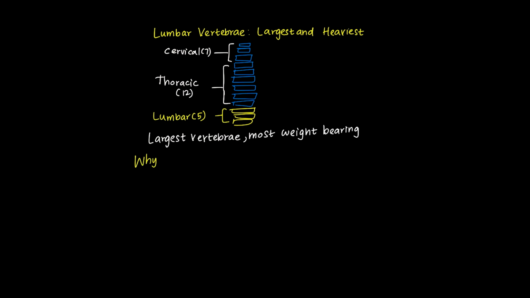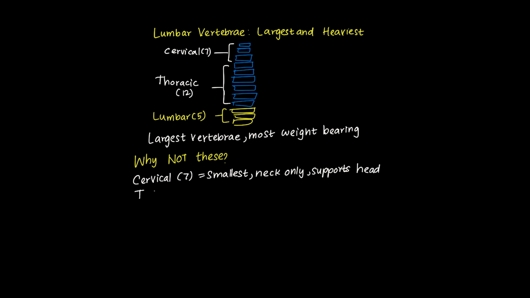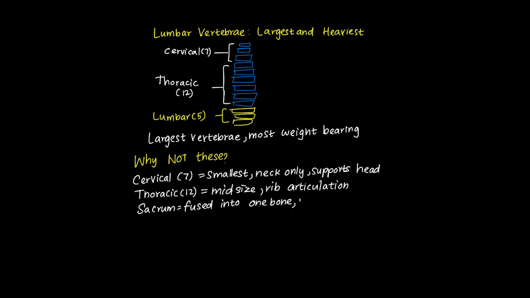The cervical region has 7 vertebrae in the neck, C1 through C7. They're the smallest, supporting just the head. The thoracic region has 12 vertebrae, T1 through T12, that articulate with the ribs. They're larger than cervical, but still not as massive as lumbar. The sacrum is fused from 5 embryonic vertebrae into one bone. It transfers weight to the pelvis, but the question specifically says unfused vertebrae in the lower back, which rules out the sacrum.